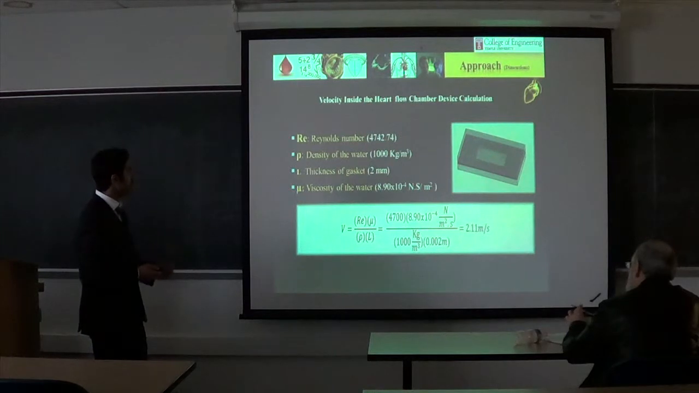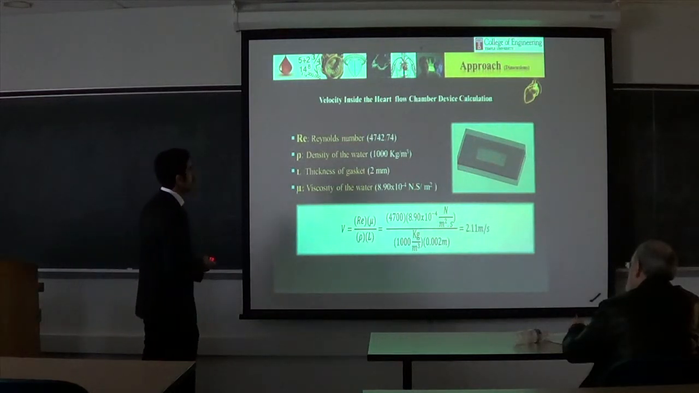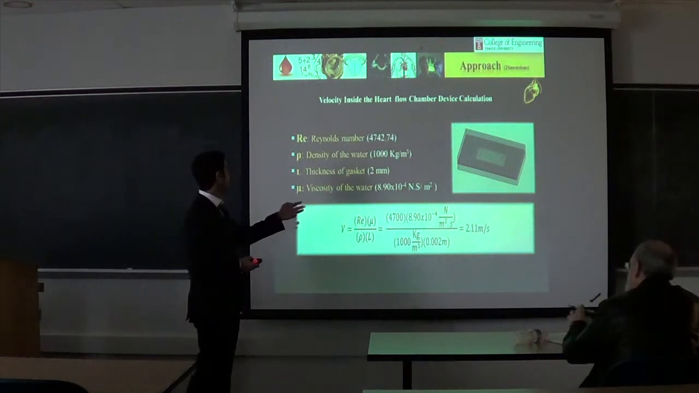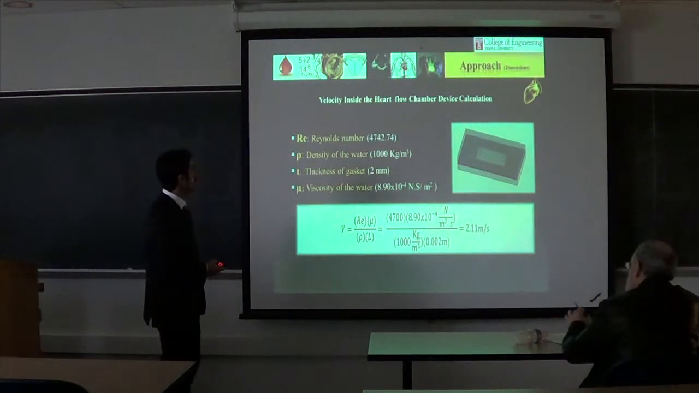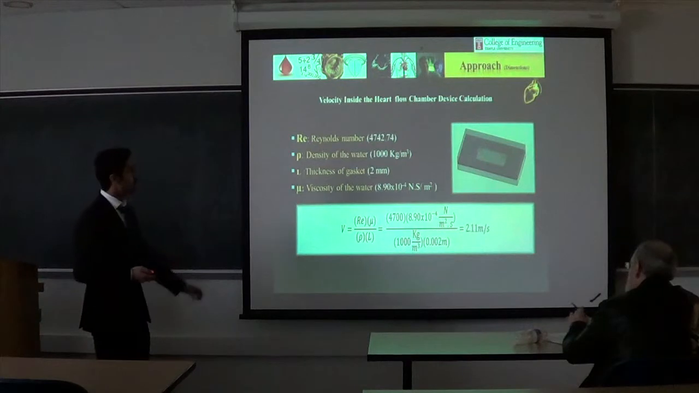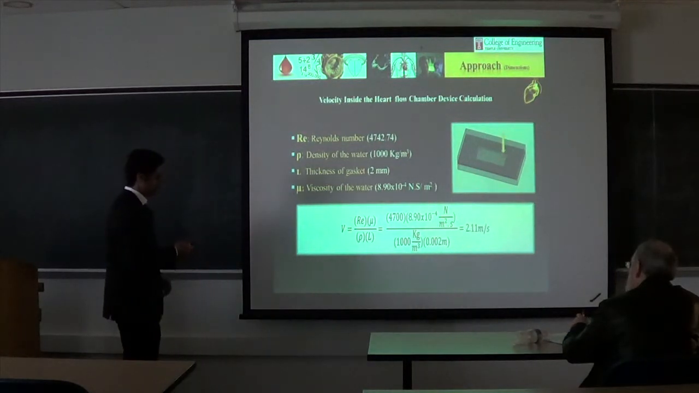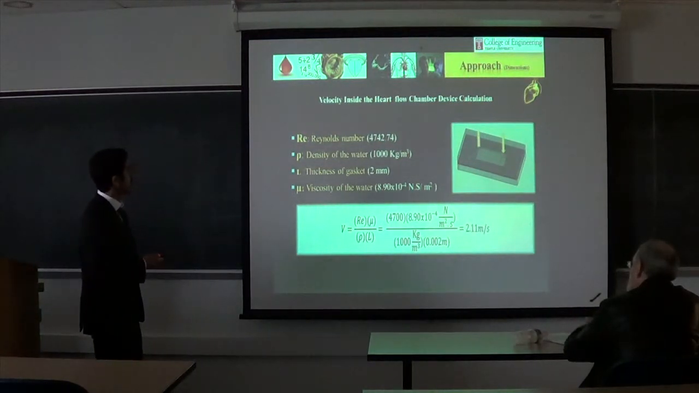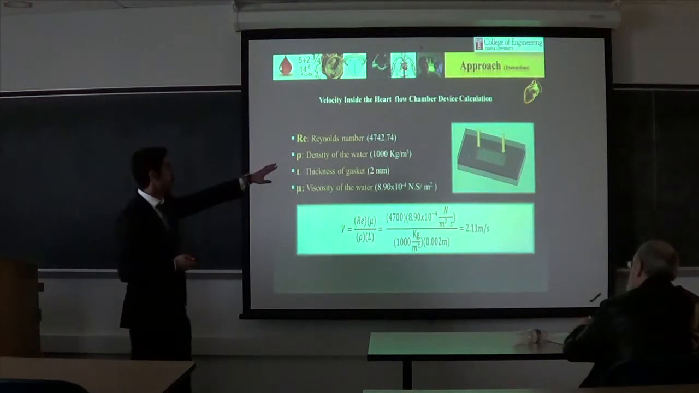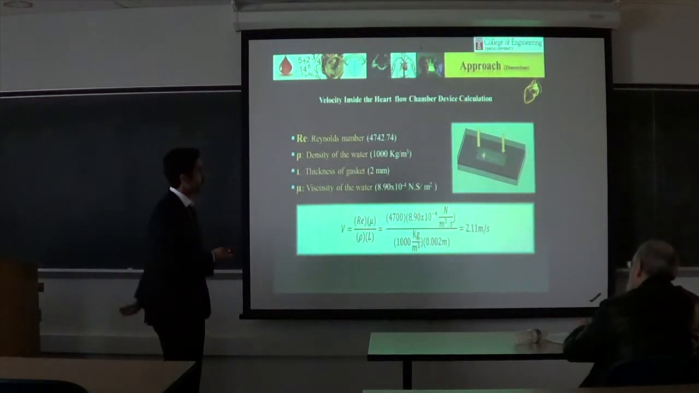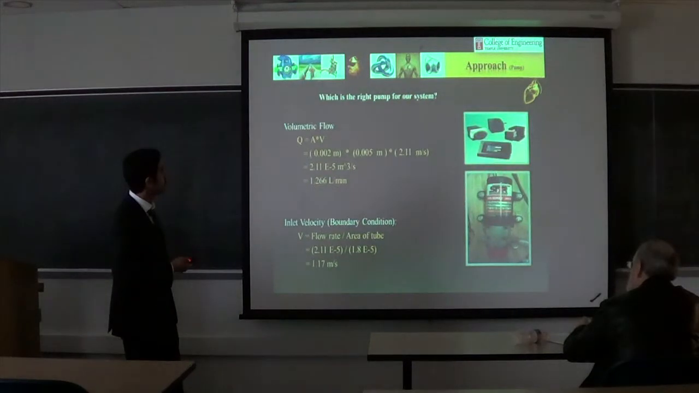After calculating the Reynolds number, we determined the velocity using the thickness of 2 millimeters and the viscosity and density of water as well. And we got 2.11 meters per second. This velocity is going to be inside the flow chamber, in the middle of the flow channel. And here you can see the inlet, the outlet, and the way through the chamber.